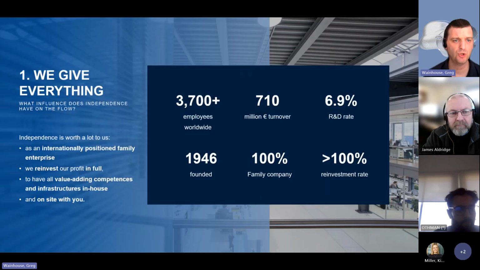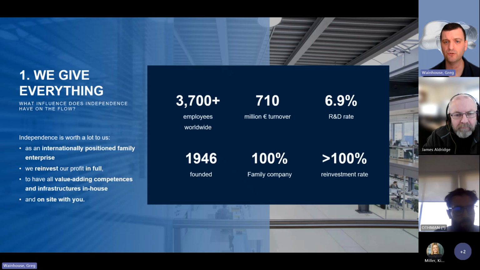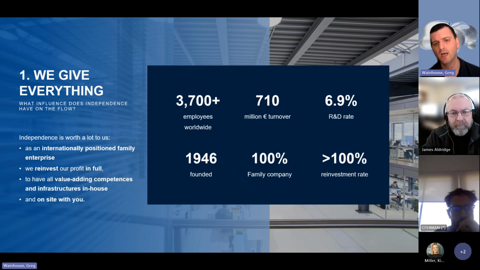As a brief introduction to Bürkert, we're a global company of about 3,700 people worldwide. We turned over about 710 million last year. We put a lot of our returns back into the business in terms of research and development, just under 7% last year. We were founded in 1946 by Mr. Bürkert, who is no longer with us, but we remain a family-owned company. That allows us to reinvest all the profits back into the business, into developing solutions, but also into our people as well.